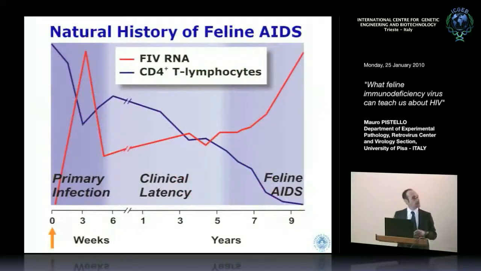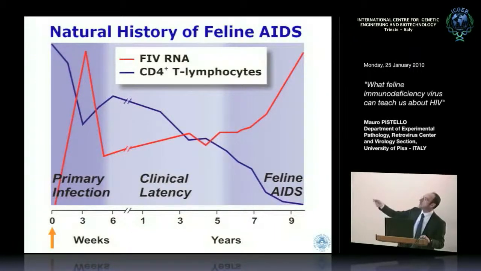So also, if you look at the natural history of infection, this is what you observe in HIV in humans. We have a primary infection with a peak of viremia that lasts for one or 2 months, and then you have a clinical latency in which you can still detect the virus. And like in HIV, you have a huge variation. There are animals able to control the disease, and you cannot really find any virus during the clinical latency. Other animals are not really controlling the infection, so you have very high levels here.